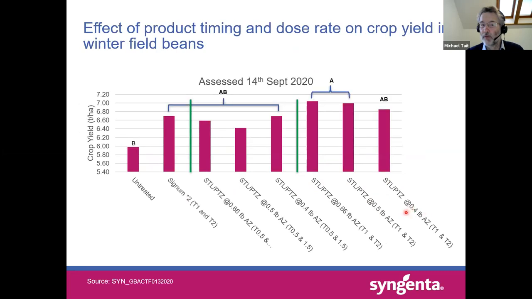When you looked at that in terms of the crop yields, again, we could see that all of the treatments were just about statistically significant, different from the untreated. And the best treatments in that trial were using the solatanol prothio at either the 0.6 rate or the 0.5 rate, and then following with that 0.75 liter of Amistar, giving you the most robust delivery in terms of yield.